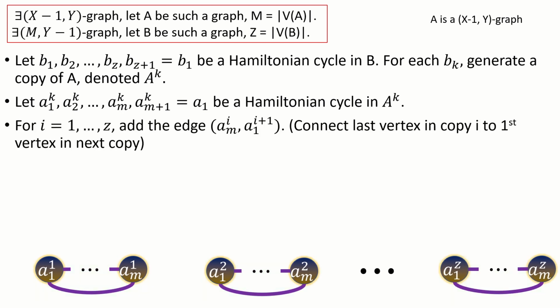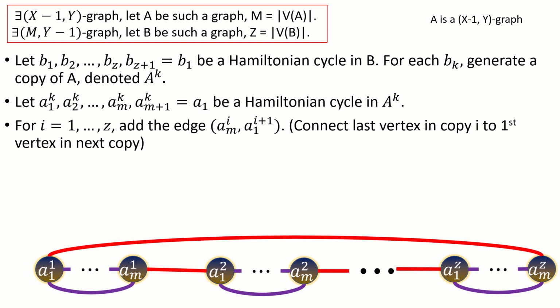Next, we're going to add some edges between copies. For any two copies that correspond to consecutive vertices in the Hamiltonian cycle of graph B, we link the last vertex in the first copy's Hamiltonian cycle to the first vertex in the next copy's Hamiltonian cycle, and repeat until we link the last vertex in the last copy's Hamiltonian cycle to the first vertex in the first copy's Hamiltonian cycle.